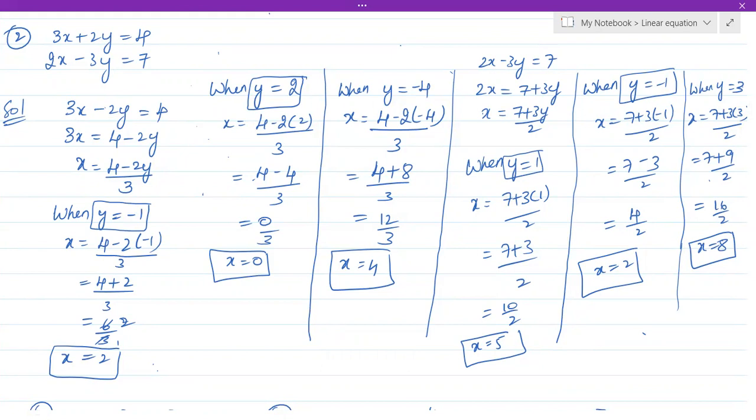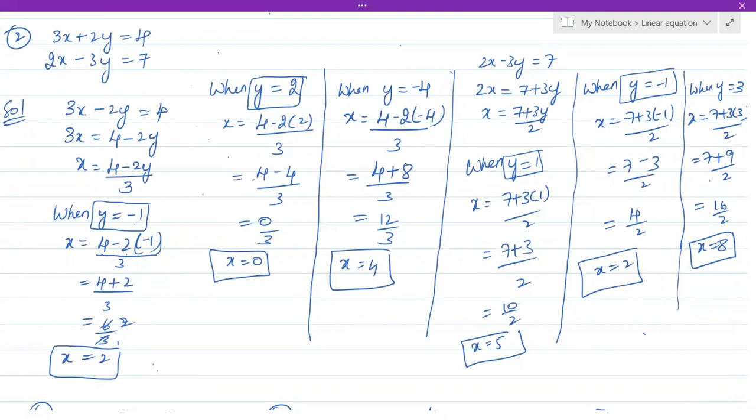Here again, we have to choose the values of y in such a way that the final answer that we get in the numerator is divisible by the denominator. Here the denominator is 3. So as you can see, I have selected minus 1. If you select minus 1, you can see the calculation here, 4 minus 2 into minus 1, divided by 3. If you solve the numerator, you will get 6. 6 is divisible by 3. That is why we have selected minus 1.